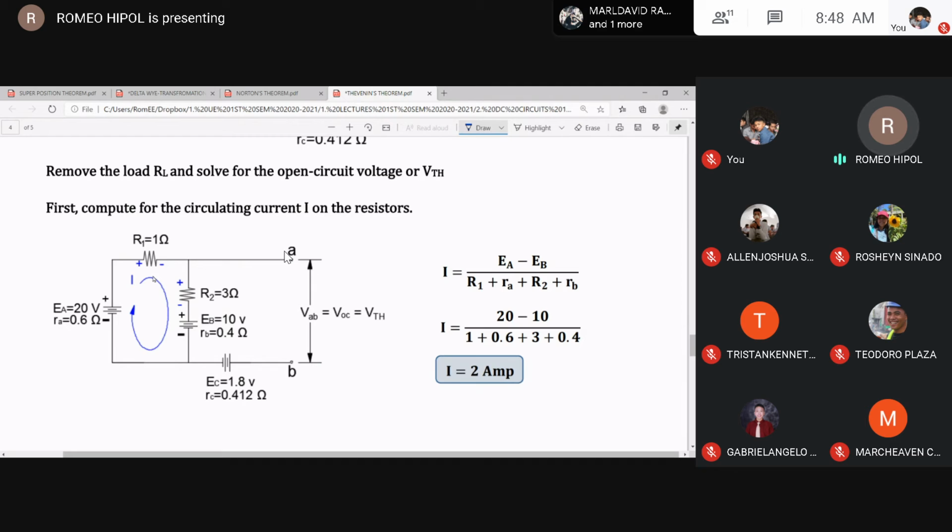So, E sub A minus E sub B divided by R sub 1 plus RB plus R2 plus RB. Hindi natin iisa-isahin ha, kasi same procedure na yan before. Then, sorry. So, this is the circulating current. We still have the same 2 ampere.